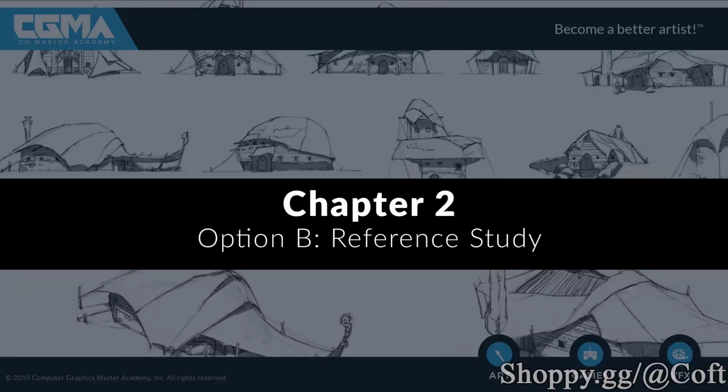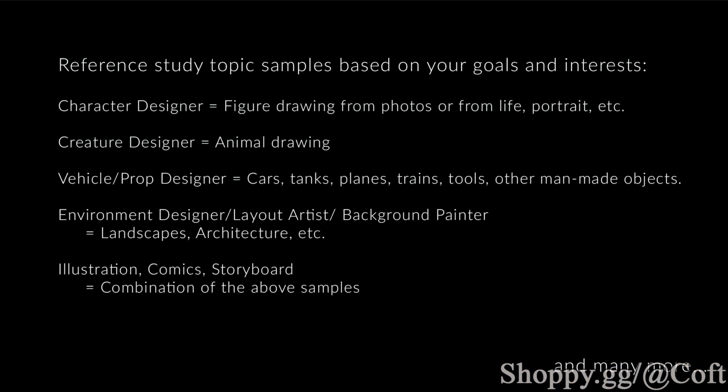Chapter 2, Reference Study for Option B. Just like I mentioned in the introduction, for this option, you'll be picking a reference study based on your goals and interests. So some of you guys want to be character designers. Some of you may want to be environment artists. This is a chance to really grow your skill set, especially towards the field you want to eventually get into.